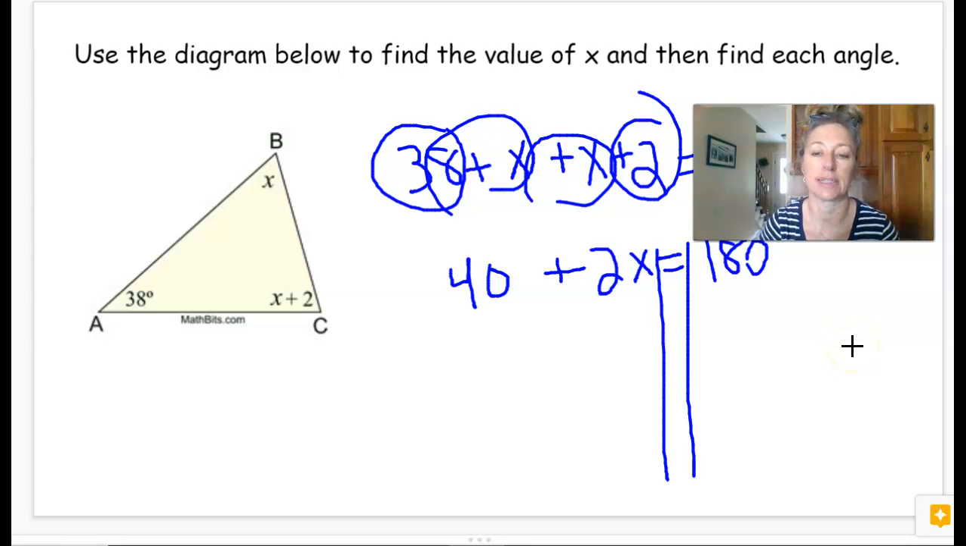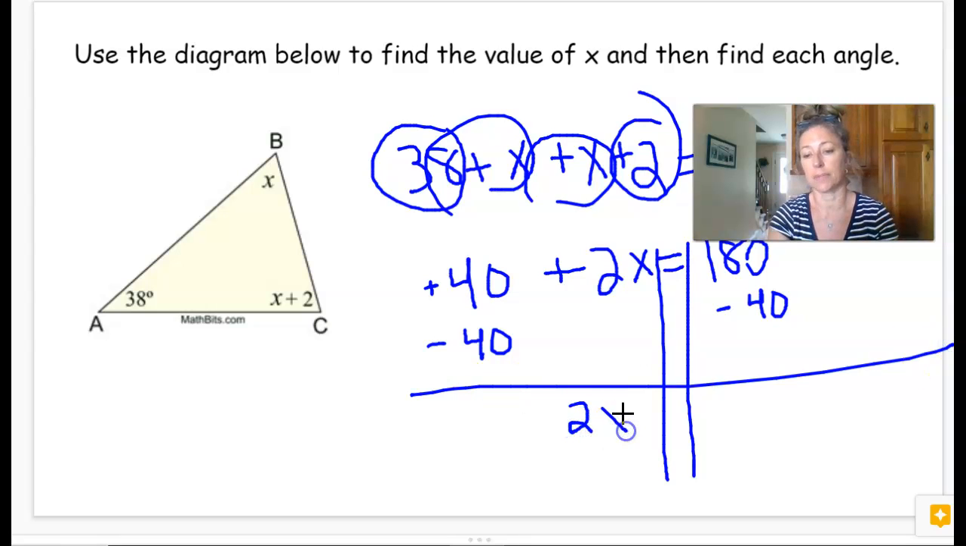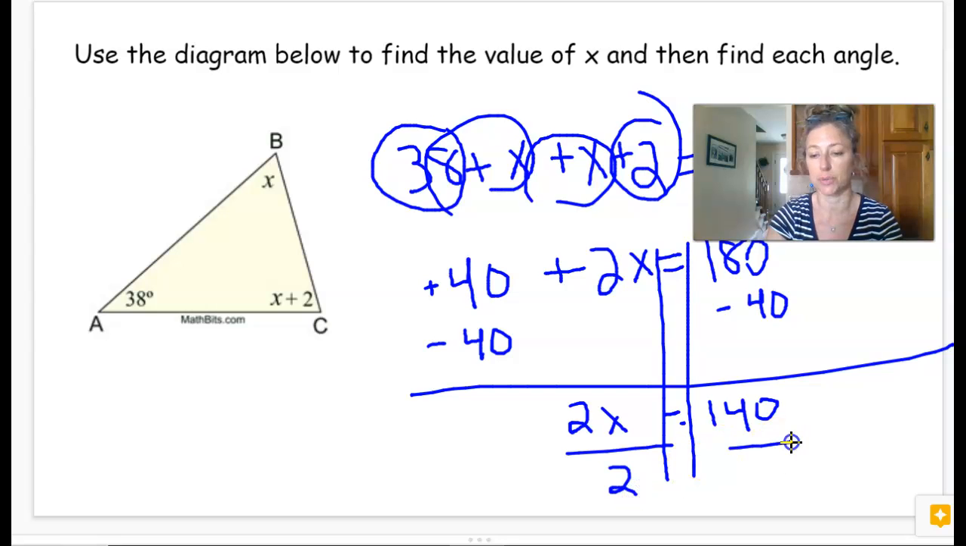I also see that 40 is a constant, and I see 180 is a constant. Let's put the constants together. Well, I can't put them together just by adding them. They're on opposite sides, so I need to do the opposite. I'm going to subtract 40 here. That's the opposite of positive 40, right? And subtract 40 here. Now I have 2x equals 140. Last step, I have two x's. I want to find out the value of 1x, so I will divide both sides by 2. And it looks to me like x is 70 degrees.